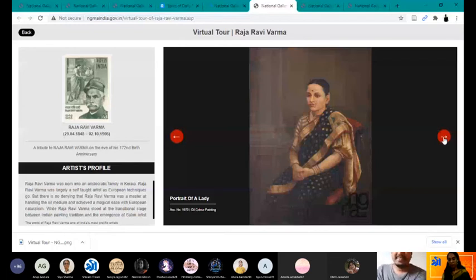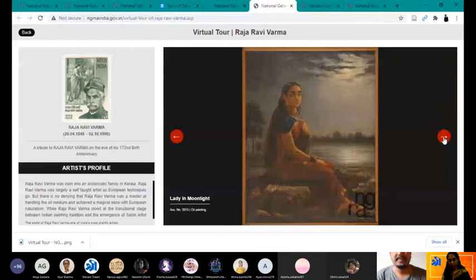Lady in the Moonlight. It's a beautiful painting. I really like this painting because just think about it. Moonlight and sunlight, what is the difference? An artist from the 19th century, 1848. Raja Ravi Verma was born and brought up in Kerala. Then he started to move to Mysore. He worked in Baroda. And also he worked for really important people at that point of time. But when he is depicting moonlight, how efficient he was.